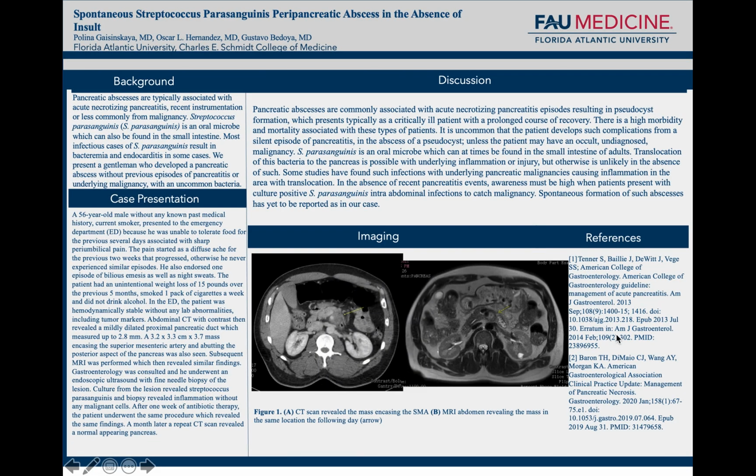My name is Polina Gosensky, PGY2 at Florida Atlantic University Internal Medicine Residency Program, and I'll be presenting spontaneous Streptococcus parasanguinis peripancreatic abscess in the absence of insult.